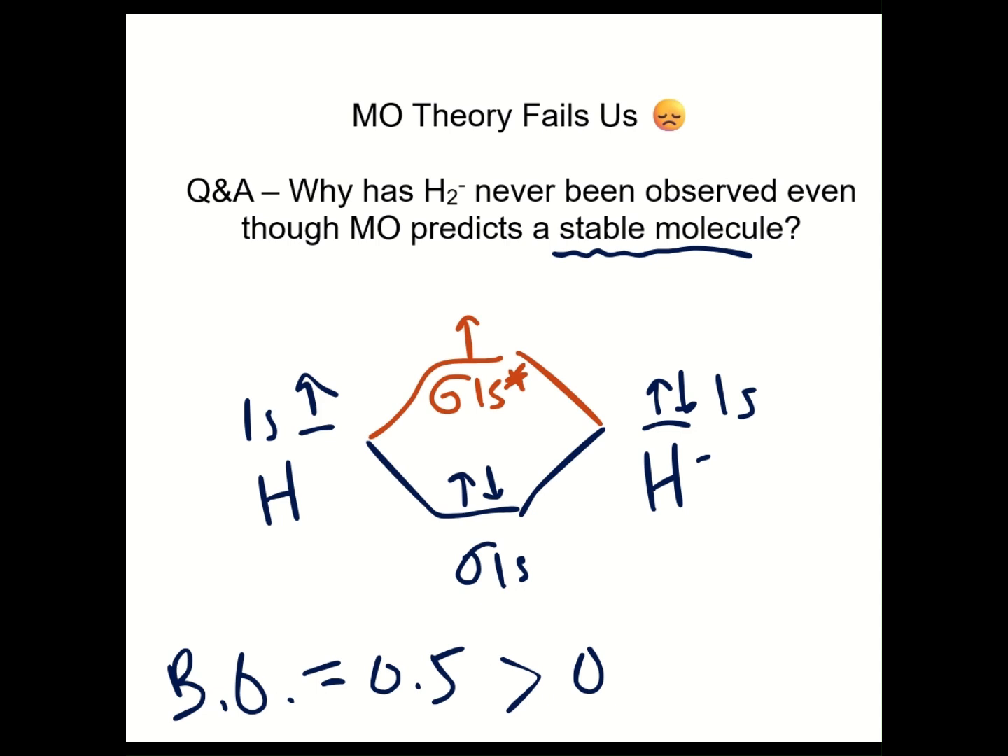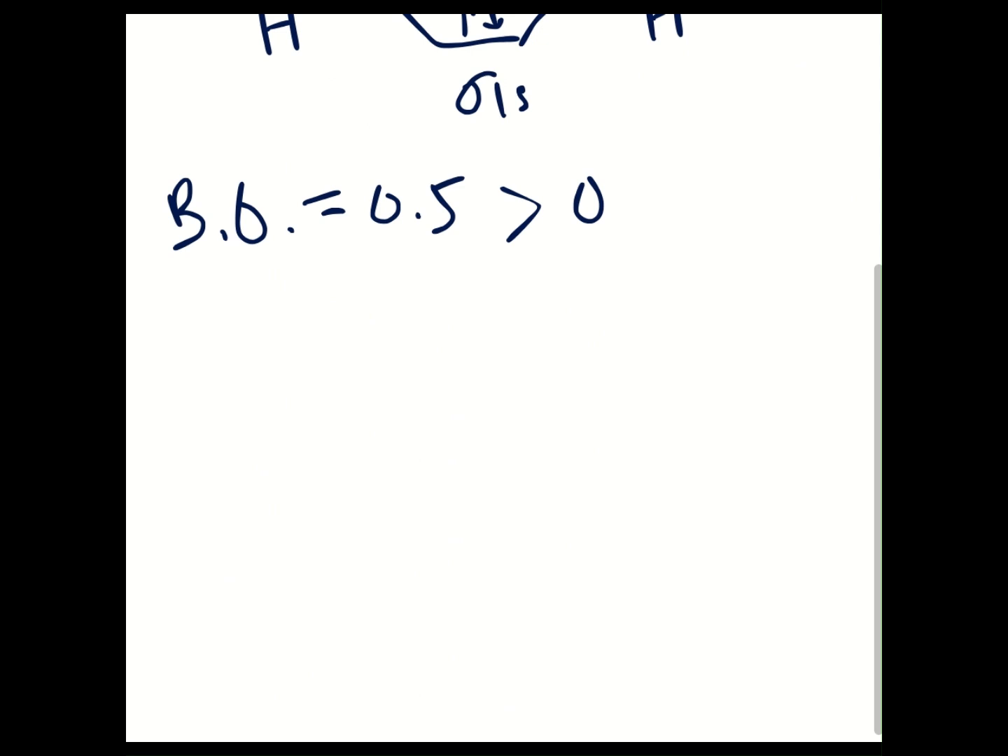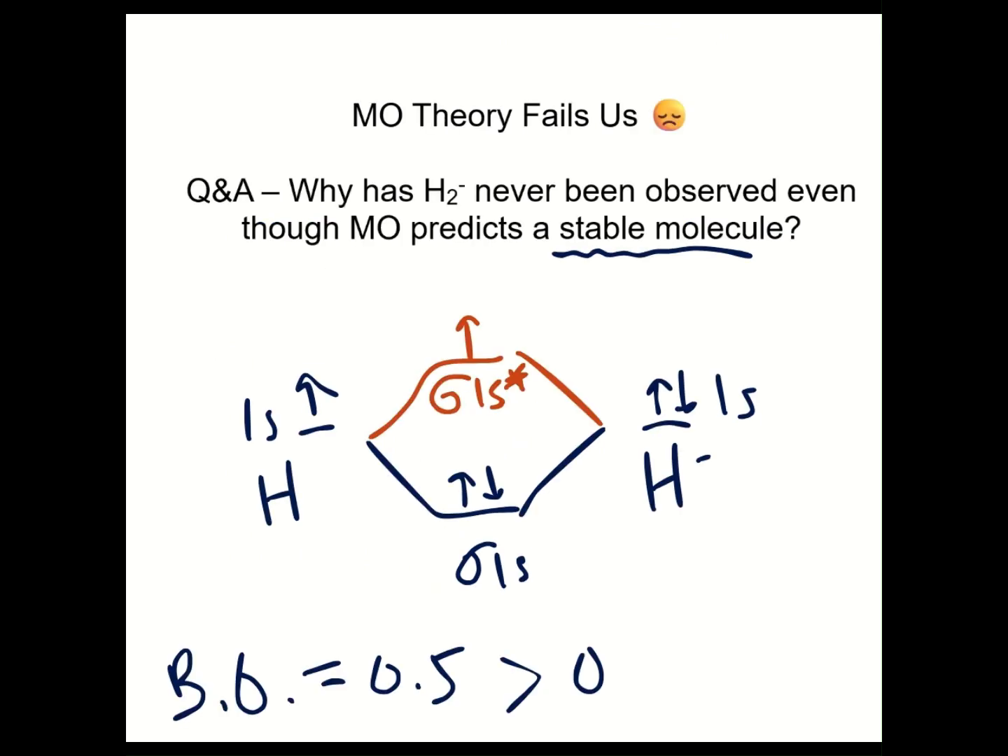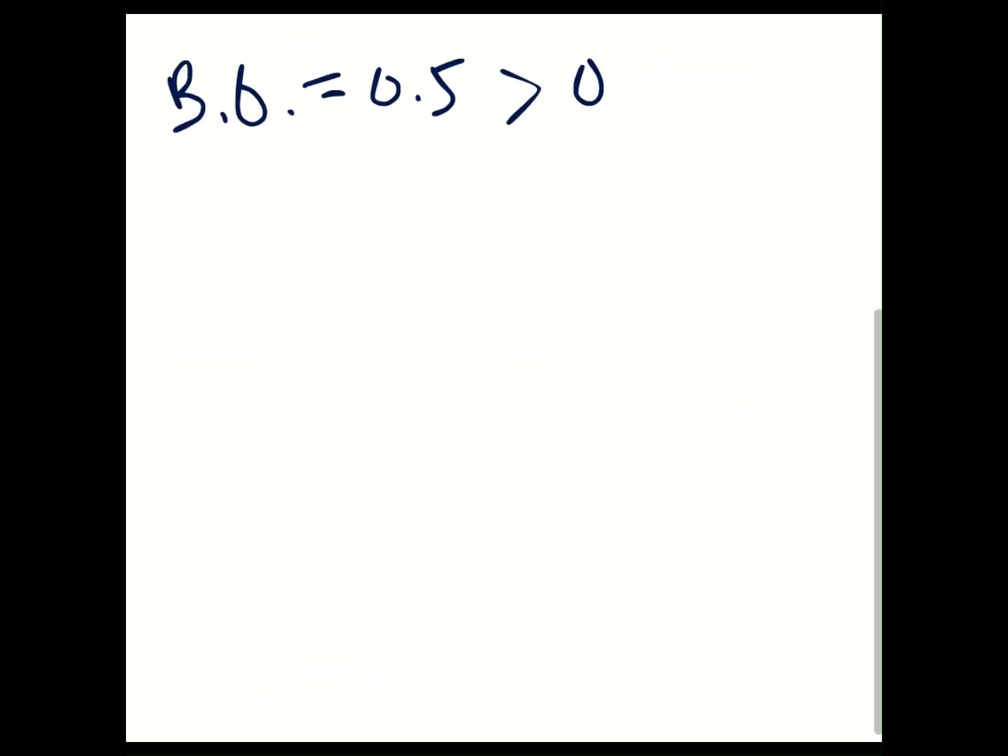So why don't we see this? Well, a couple of reasons for that, probably many reasons. Even though molecular orbital theory is challenging for many first-year chem students, it's still a relatively simple model. And even complex models, all models have limitations.